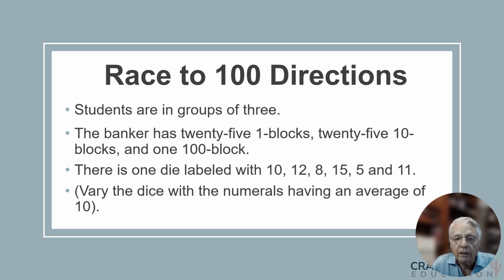The directions: they're groups of three, as we said. The banker has 25 one blocks, 25 ten blocks, and a 100 block when you're playing Race to 100. There's a die labeled 10, 12, 8, 15, 5, and 11. It doesn't have to be exactly those numbers. You can vary it, but you want an average of about 10 when you're racing to 100. So there's 10 rolls of the die before there's a winner. If the numbers on the die are too large, the game ends quickly. If they're too small, the students get bored before there's a winner. That works out to about 10 rolls of the die for each player before there's a winner.